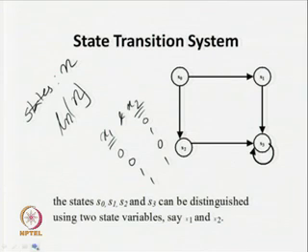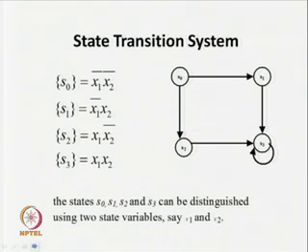Now we are going to say that with the help of these state variables, the state S0 will be represented by x1 bar, x2 bar. That means when both are 0 0, we represent the state S0. S1 will be x1 bar, x2, that means the state encoding is 0 1. S2 is x1, x2 bar, that means the state encoding is 1 0, and S3 is x1, x2, that means the state variables are 1 1. Then you can say that these are the encodings for the states.